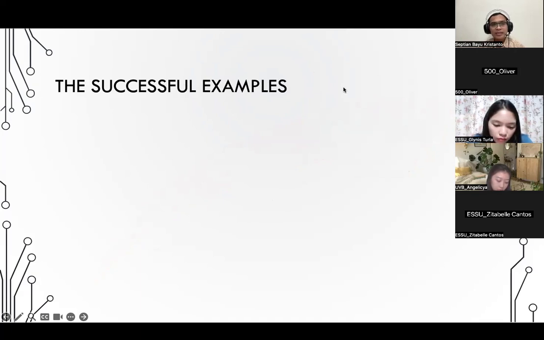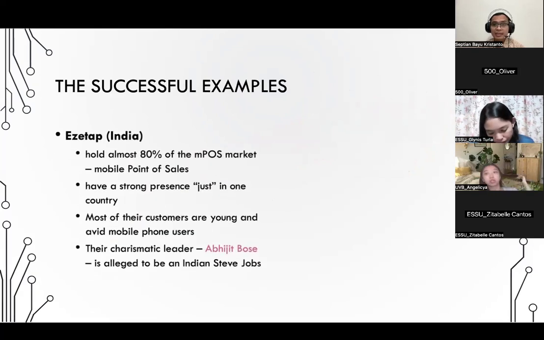Let's see successful examples of companies that are growing or taking action using financial technology. We start with the EasyTap company. It's from India. EasyTap is successful because they handle over 80% of the mobile point of sales. So they handle lots of digital transactions in this country.